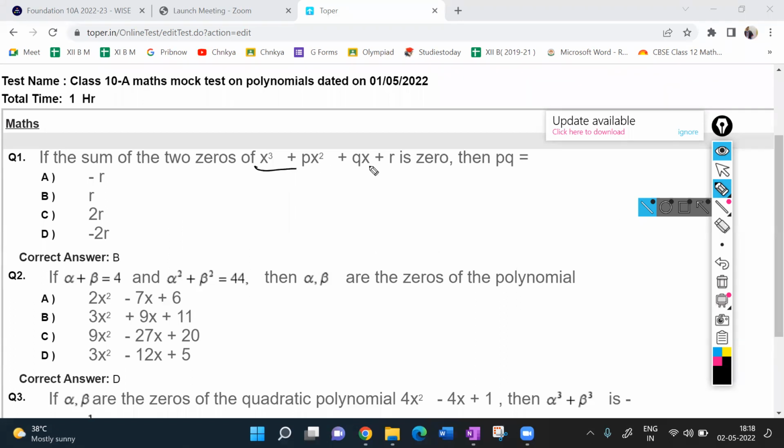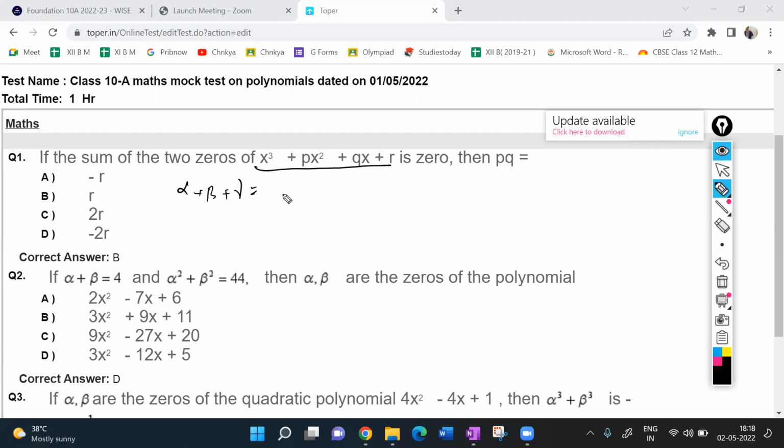So this is a cubic polynomial given to you. Then pq is what? How many of you did it? How many of you didn't solve it? What is the problem? Alpha, beta, gamma are the three roots. If you take alpha plus beta plus gamma, those are the roots.